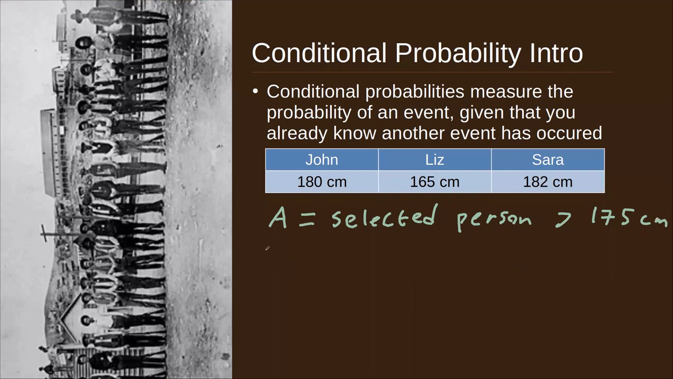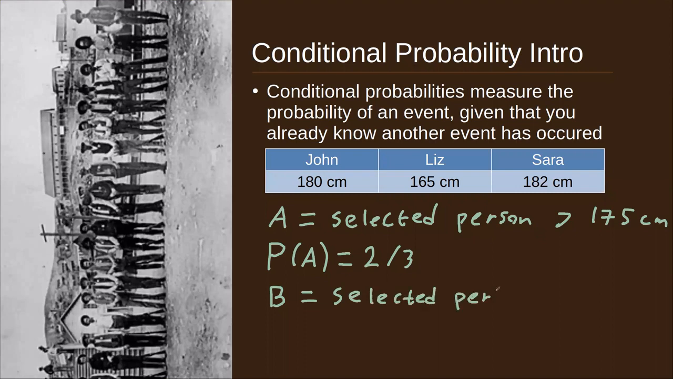Now, without any conditioning, we can immediately tell that if you randomly select one of these 3 people, then the probability that the person is taller than 175 centimeters is going to be 2 in 3, or about 67%. However, let's now look at a conditioned probability. Let's say that B is now the event that the selected person is female. So we have picked a woman out of these 3 people.